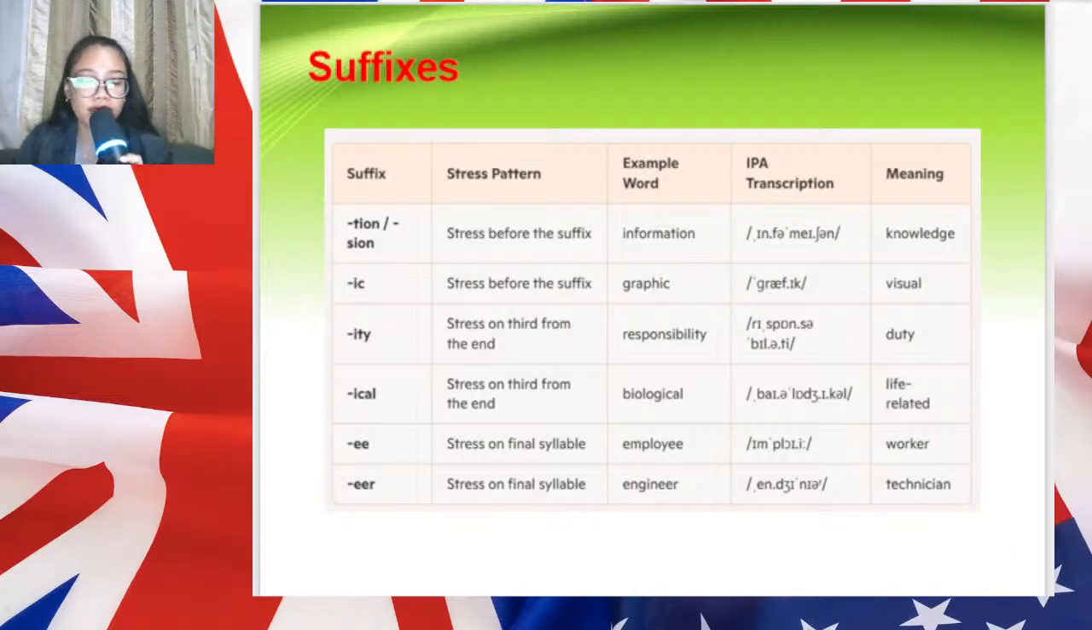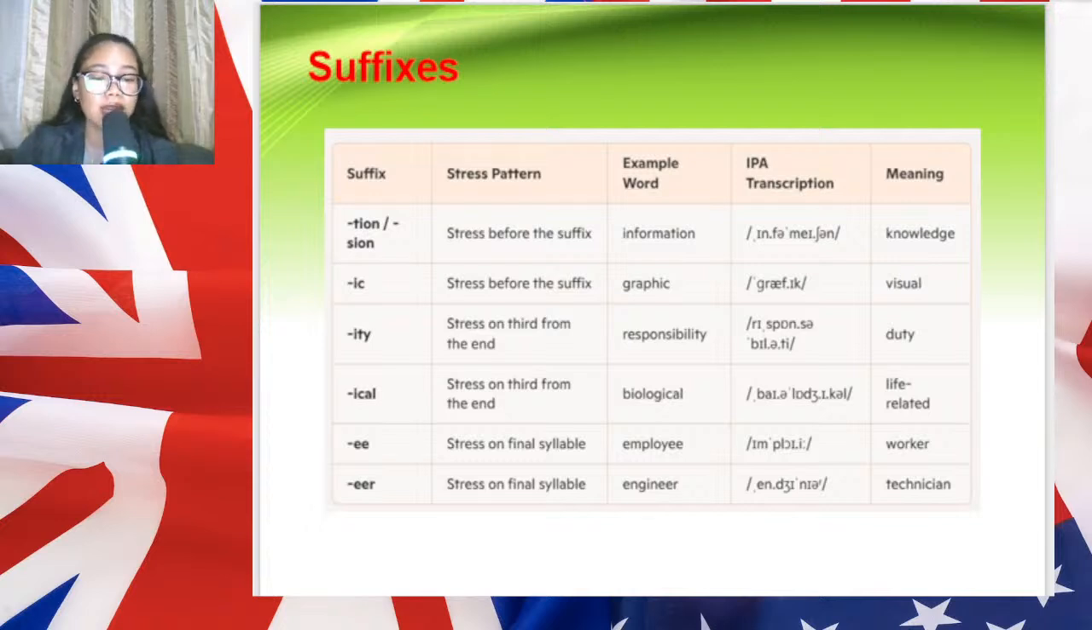Fourth suffix, we have here ical. Again, ical. So the rule says here that we stress on the third syllable from the end. It's the same with ity. Same stressed syllable rule. So when it comes to ical, we have an example, biological. There are five syllables in total. Now, the suffix behaves a lot like ity. Ical extends the word and adds a soft rolling finish. But the stress doesn't go on ical.